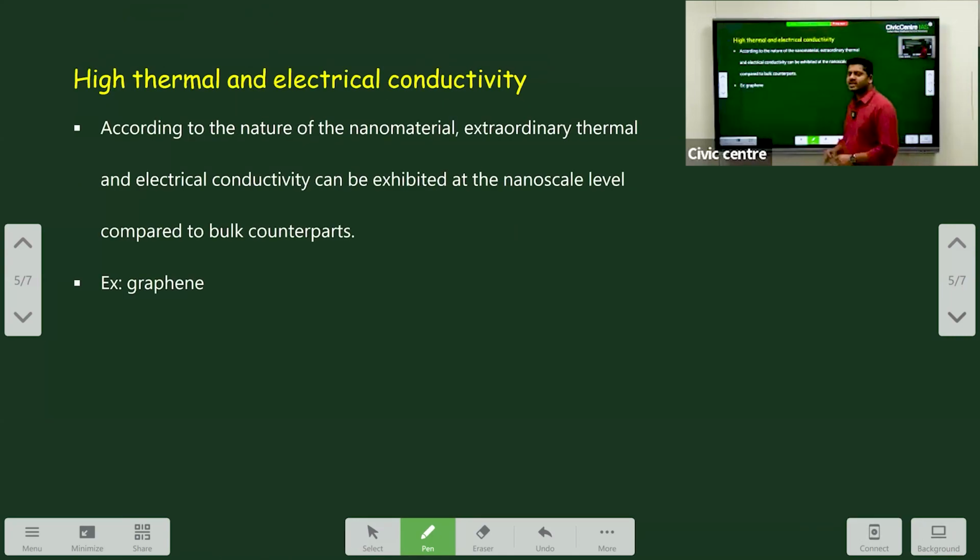Now, talking about the next part, nanomaterials are going to have high electrical and thermal conductivity. According to the nature of the material, extraordinary properties can be seen at the nanoscale level compared to their bulk counterparts. For example, graphene, which is made from its bulk form, graphite. We know that graphene is one of the strongest materials, right? So this is one such example of enhanced thermal and electrical conductivity.